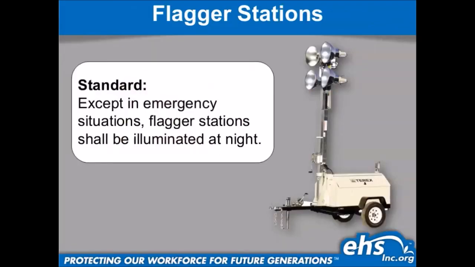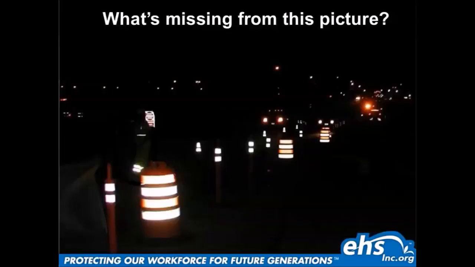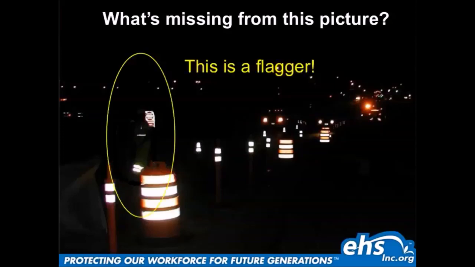If you're flagging at night, anything other than emergencies, the site has to be illuminated. And here's the reason why. If you can see this guy, this flagger is wearing not only the vest, but he's wearing the reflective pants. Remember, you're going to be able to see the reflective material at 1,000 feet, but with no lighting, that reflective material to me looks like a cone. So you can't tell the flagger from a cone. And that means people aren't going to be able to follow your instruction.